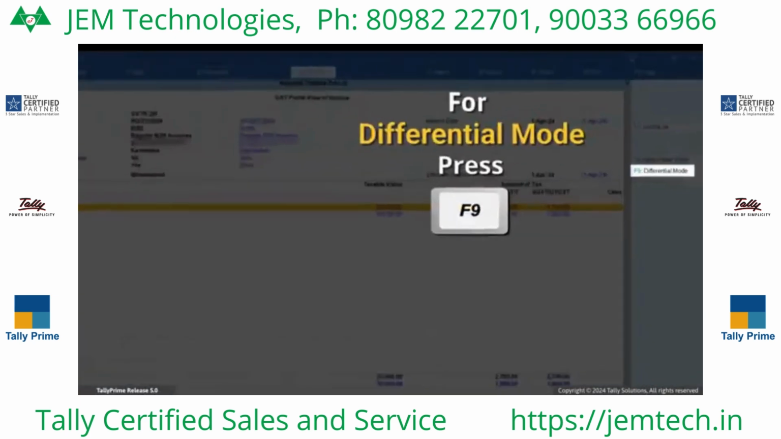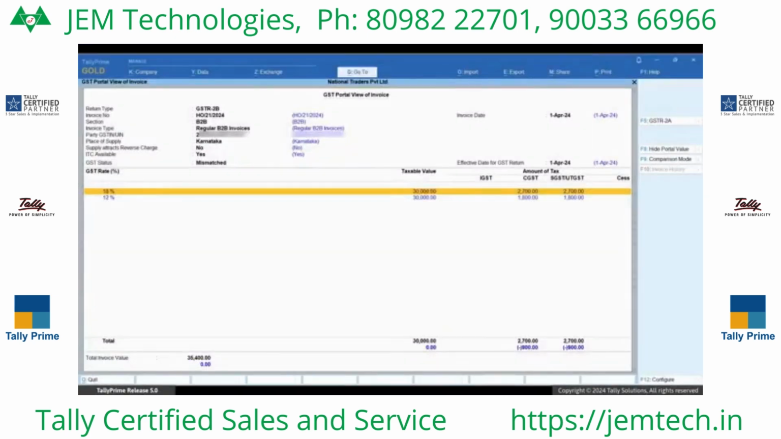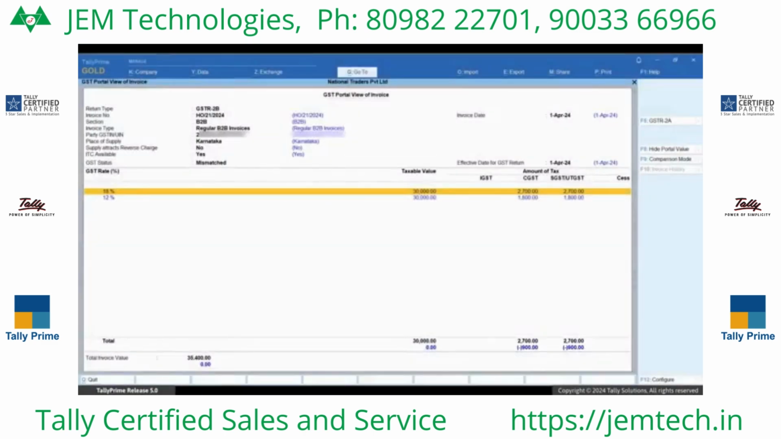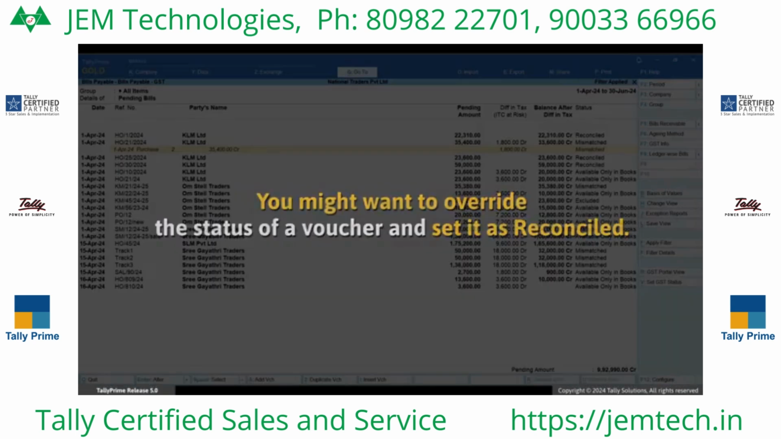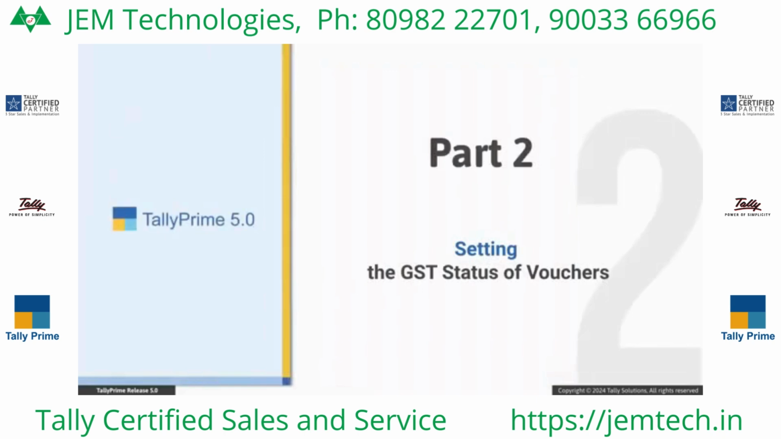Now, press F9 to view the report in the differential mode. You get to know the differences in the amount as applicable. Press Escape to get back to the bills payable GST report. Even though you know the ITC at risk, you might want to override it and set the status of the voucher as reconciled. Let's see how to set the GST status of vouchers.